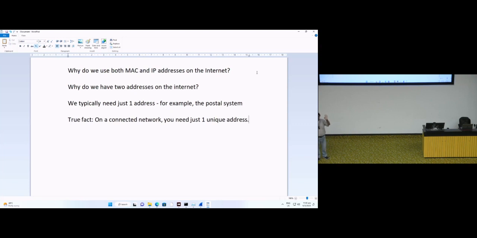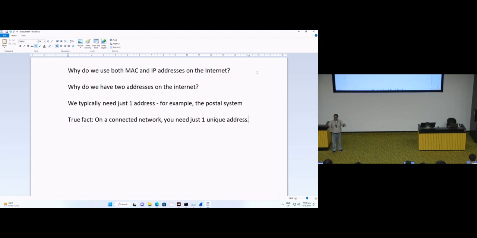So true fact: on a connected network, you need one address. Anyone want to disagree with that? If you have a connected network, like our postal system, every house, the roads connect. You can think of the roads as being the links, just like the internet, where you have network interfaces. By connected network, we mean that there exists a path from any node to any other node. If A and B are connected, it means there exists a path from A to B, and A can initiate the connection or B can initiate the connection, but either one can find the connection. That's what connected means. So in a connected network, you need one unique address.